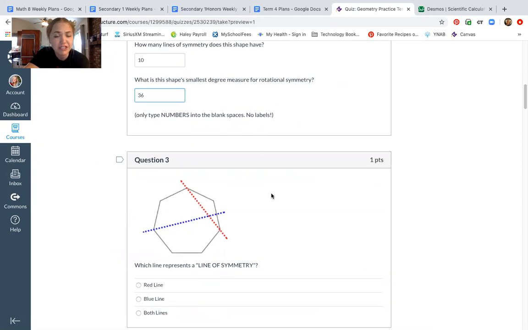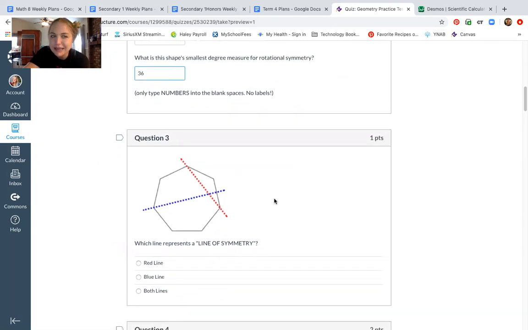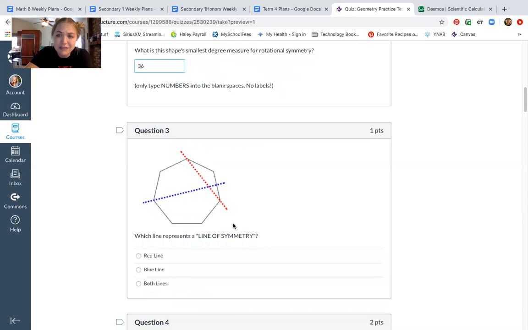Number 3 is a lot like question number 1. This one I think is pretty simple to see which one's a line of symmetry. There are 1, 2, 3, 4, 5, 6, 7 sides on this figure. And a 7-sided figure needs to go from a vertex or a corner to a straight edge there. So this blue one also is the only one that looks like a line of symmetry because it would cut this figure perfectly in half.